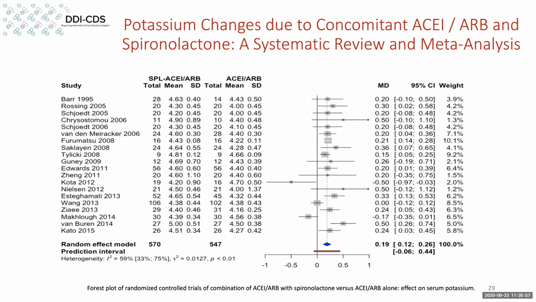So we also conducted an analysis to produce a prediction interval. This was due to the large variation in the strength of the effect. This prediction interval was calculated to help with the clinical interpretation of the heterogeneity by estimating a true treatment effect that can be expected in a future study. That was the meaning of that red line that you can see at the bottom. So considering all 20 studies, the prediction interval ranged between 0.06 and 0.44 milliequivalents per liter of serum potassium increase. So the next slide, please.